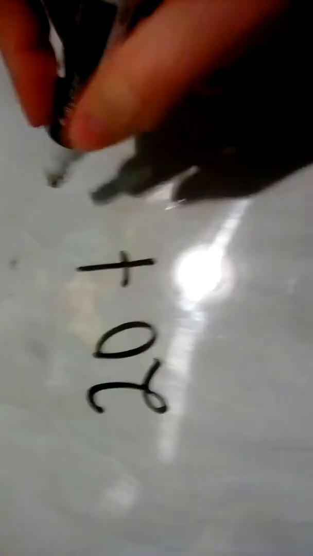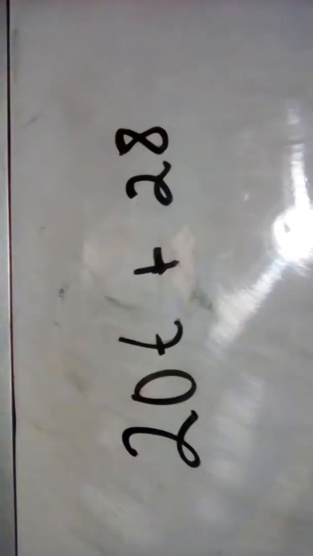Okay, let's try one more. So let's try this number 4 down here. 20t plus 28. So I need to think to myself, well, what's the highest number that goes into both 20 and 28? Well, it's going to be 4, right? 4 times 5 would give me 20, and 4 times 7 would give me 28. So it's 4.